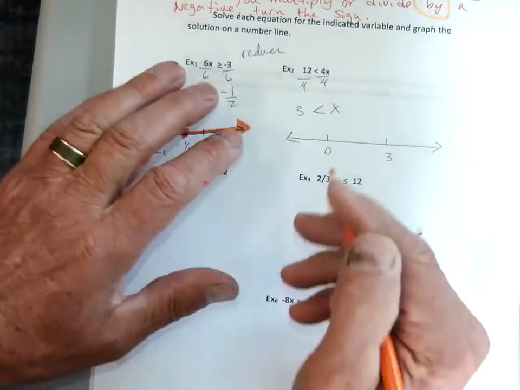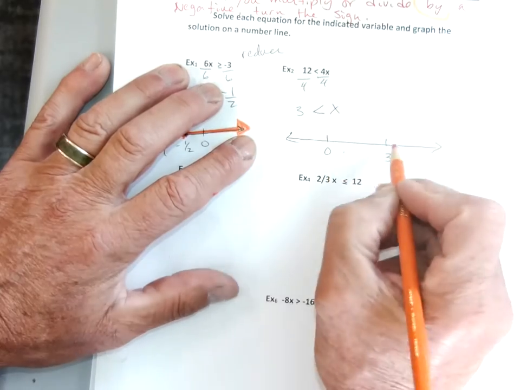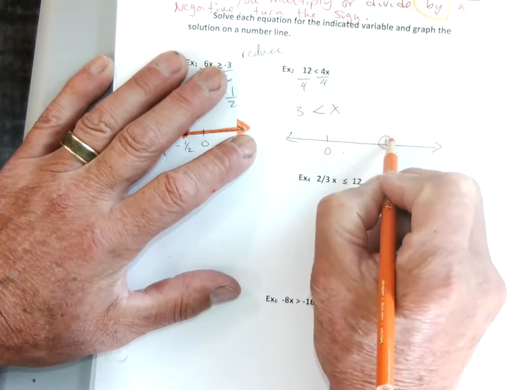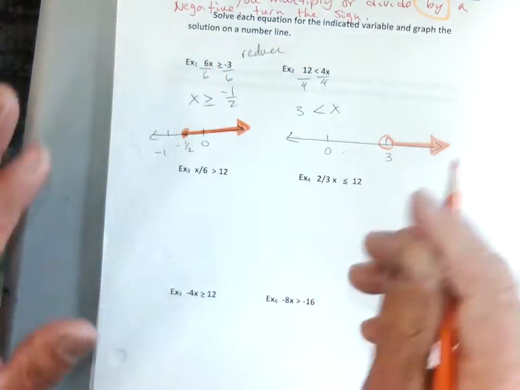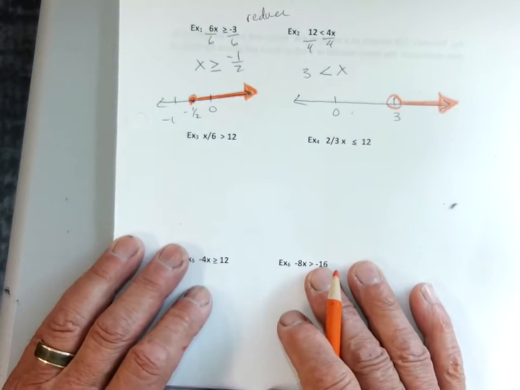Okay, so I'm going to go x is, read it backwards, greater than 3, so open circle. Greater than is this direction, okay? Thumbs up? Okay, this should be just an easy review of what we've done.